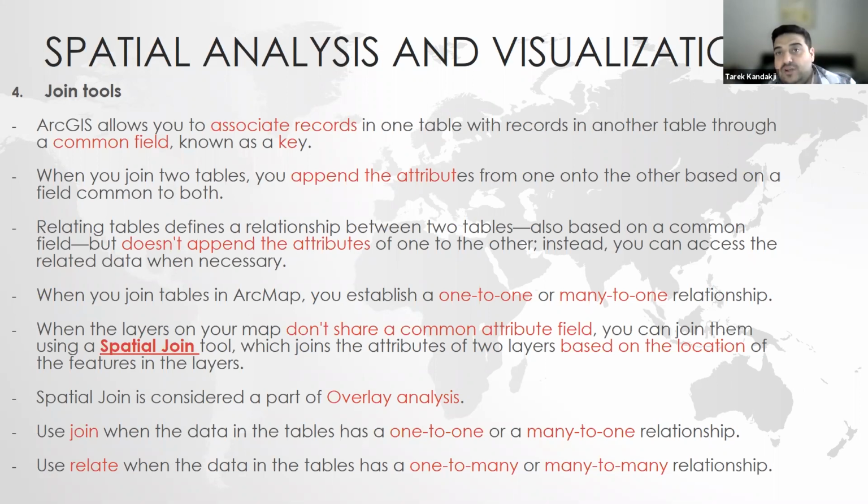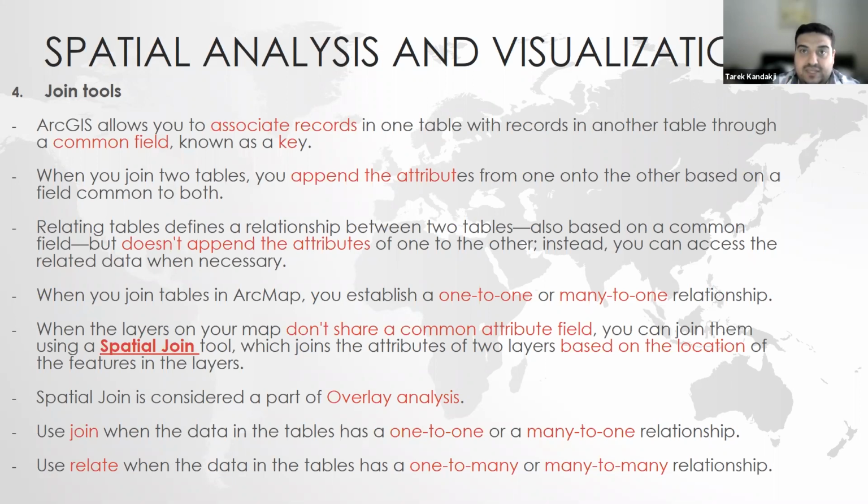Now, when to use join and when to use relate. We use join when the data in the tables has a one-to-one or many-to-one relationship. We use relate when the data in the tables has a one-to-many or many-to-many relationship. For example, you have the city layer, and oil fields in that city or houses in that city.